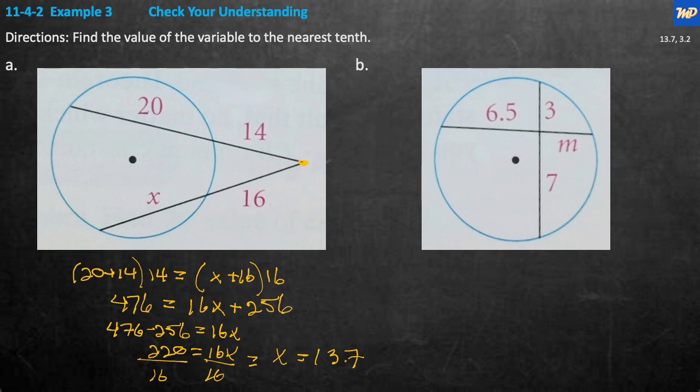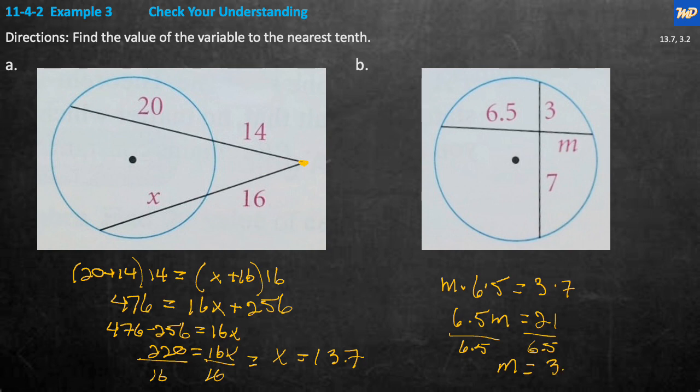Let's do B. This is handled differently because now it's part A times part B. So part A, I'm going to say m times 6.5, is equal to 3 times 7. So I'm going to rewrite this: 6.5m is equal to 21. So what is m equal to? Divide both sides by 6.5, and m is equal to 3.2.